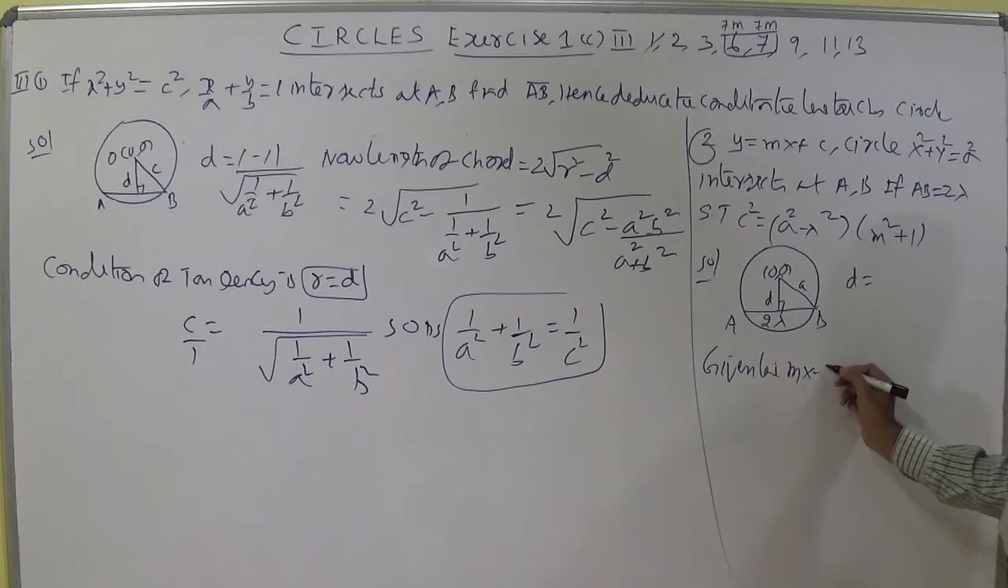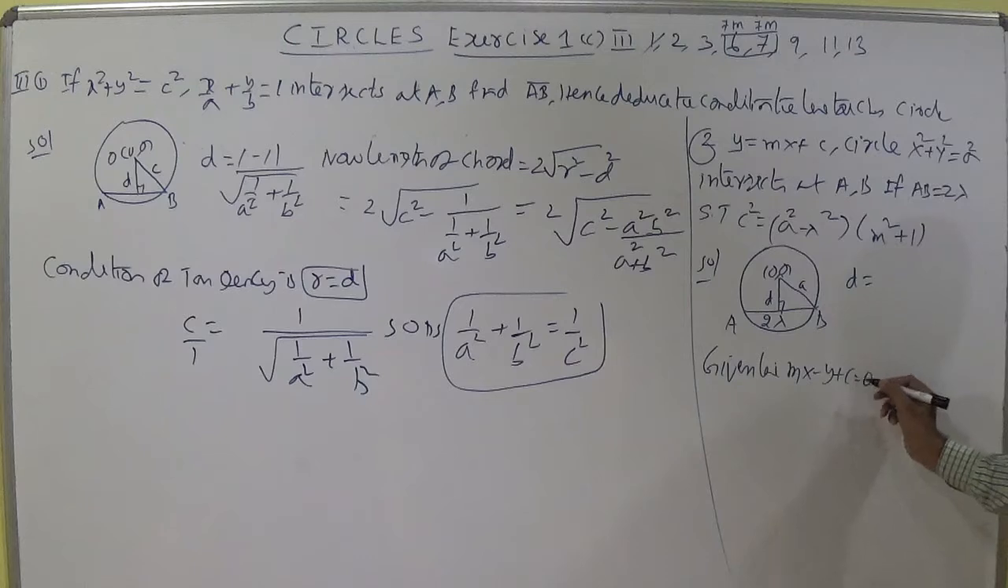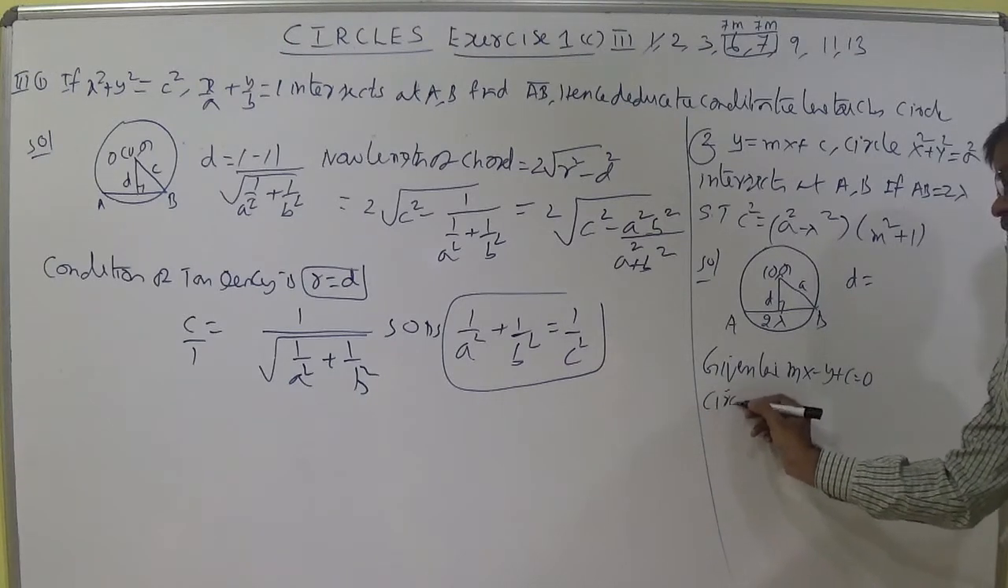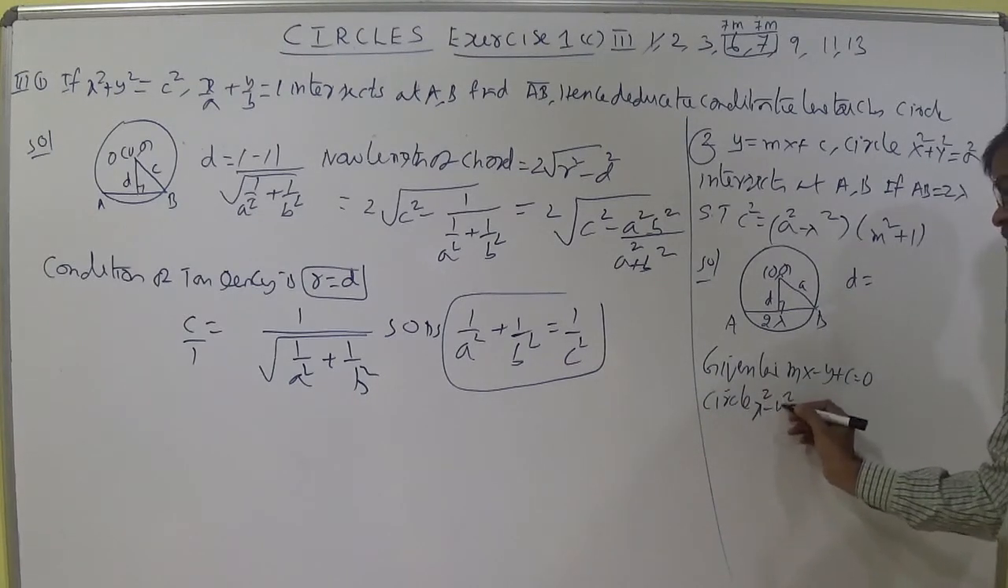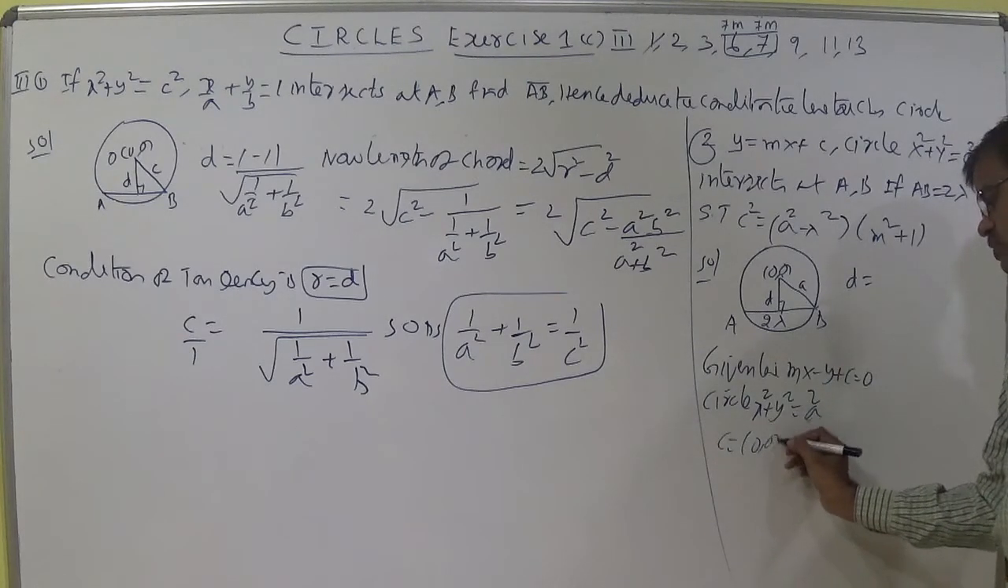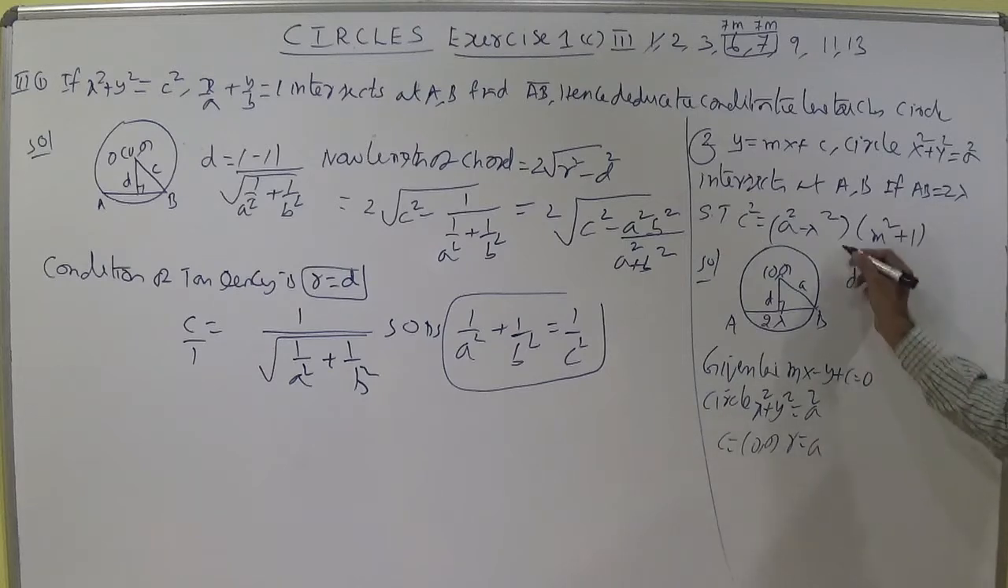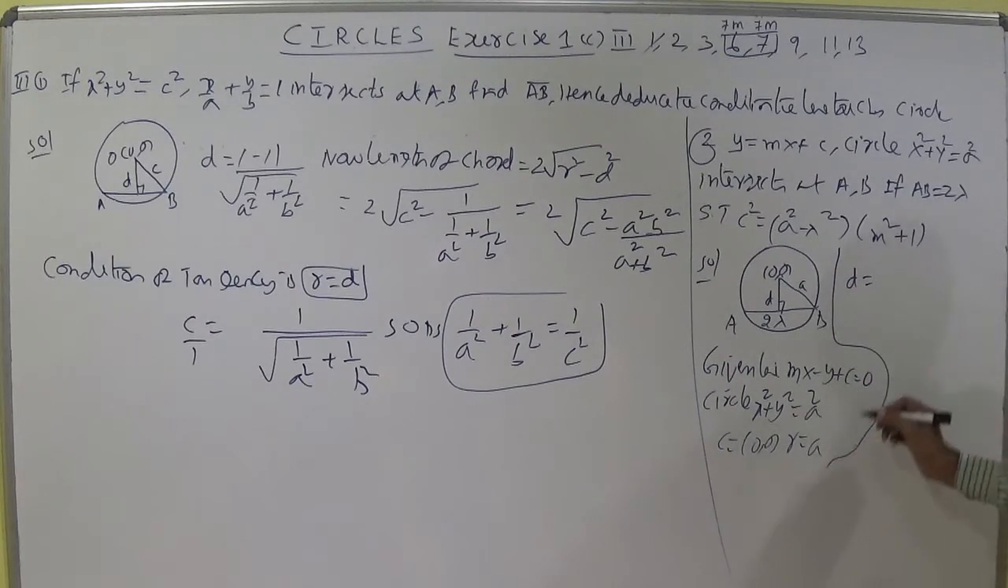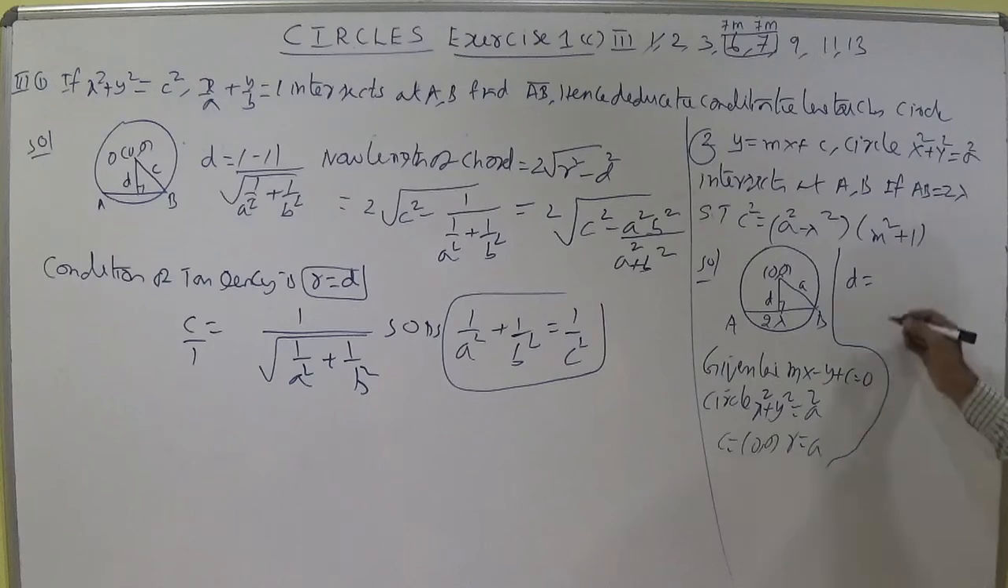mx minus y plus c is equal to 0, and the given circle is x square plus y square is equal to a square. Here the center is 0, 0 and radius r is equal to a. d is equal to the perpendicular distance from 0, 0 to the line. You can write as mod c by root of a square plus b square, concept, c by root of m square plus 1. So the length of chord, once again making you remember the formula, length of chord is 2 root r square minus d square.